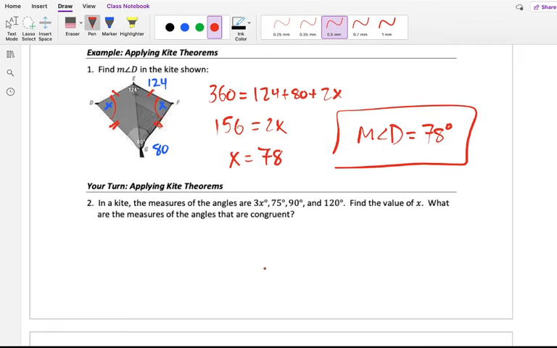You should pause the video and try this one on your own. I'm just going to go right through it. So in the kite, the measures of the angles are given. Find the value of x, and then what are the measures of the angles that are congruent?